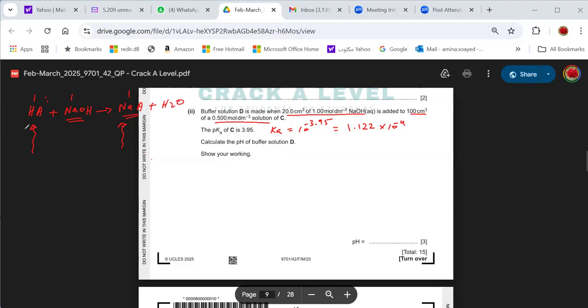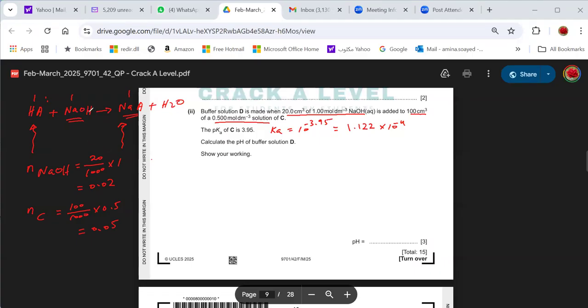So also here, we are going to first calculate the number of moles of the sodium hydroxide, which is equal to 20 over 1,000 times 1. And this means that we have 0.02 moles. And we calculate the number of moles of the acid C, which is equal to 100 over 1,000 times 0.5. So this means that we have 0.05 moles of the acid C at the beginning.